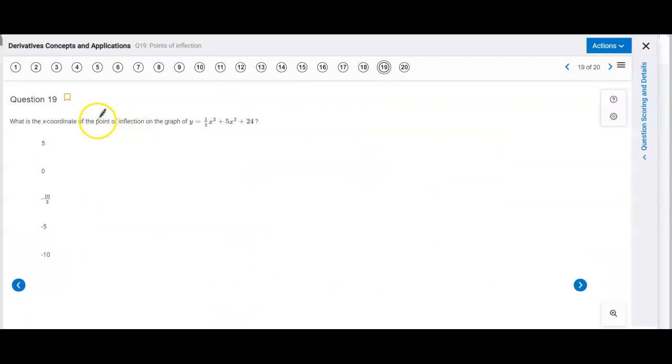All right, for number 19, a point of inflection happens anytime your second derivative changes sign.